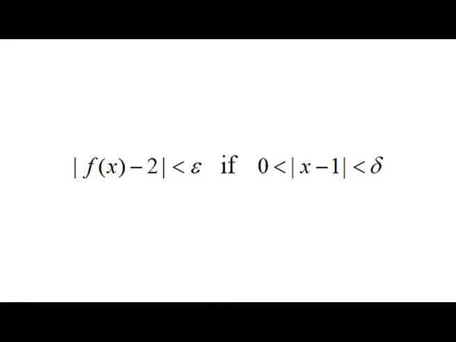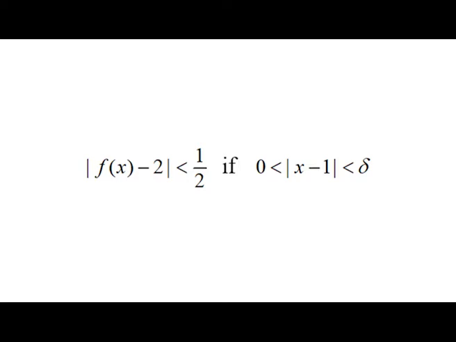The difficult job for player B is to provide an appropriate epsilon greater than 0 such that player A cannot give delta greater than 0 such that |f(x) − 2| < epsilon if 0 < |x − 1| < delta. Suppose player B provides epsilon equal to 1/2. We show that it is not possible for player A to give a delta greater than 0 that satisfies the following condition: |f(x) − 2| < 1/2 if 0 < |x − 1| < delta.